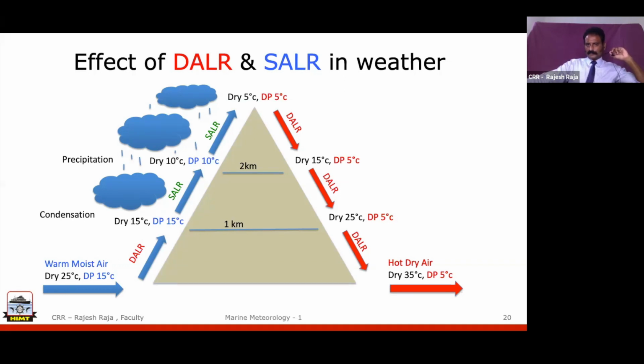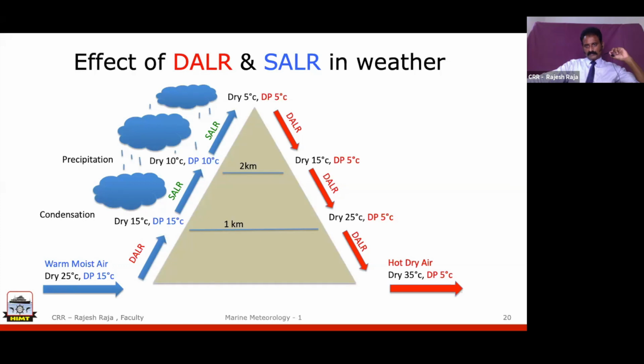Now, let us look at the right-hand side of the mountain. Now, this same air can descend on the right-hand side of the mountain. Now, when it descends, you are already fully saturated at the top. When you descend, temperature is going to increase. No exchange of moisture or heat.